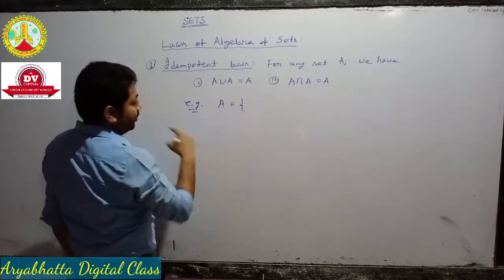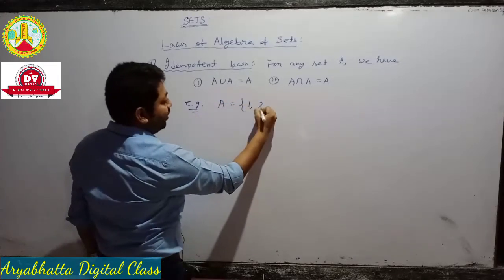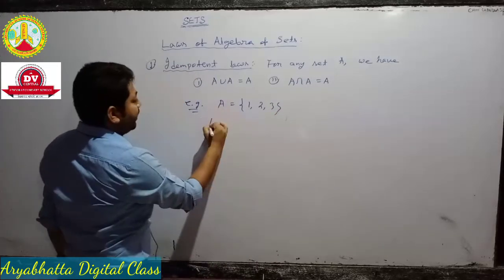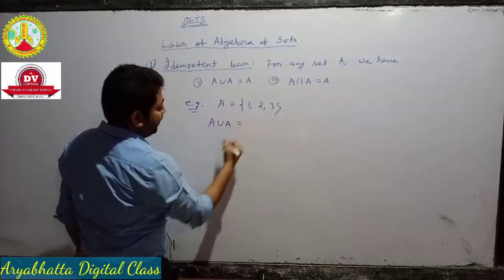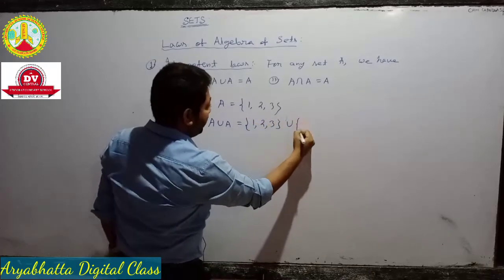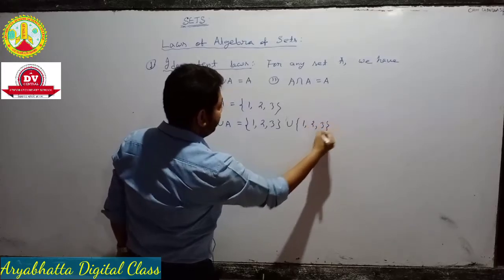A is a set of the elements 1, 2, 3, and then A union A is equal to {1, 2, 3} union {1, 2, 3}.